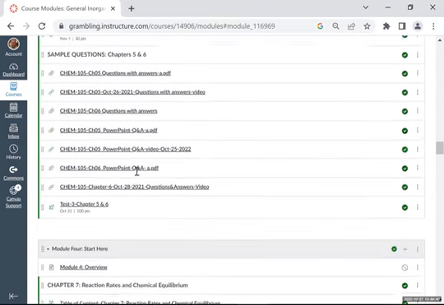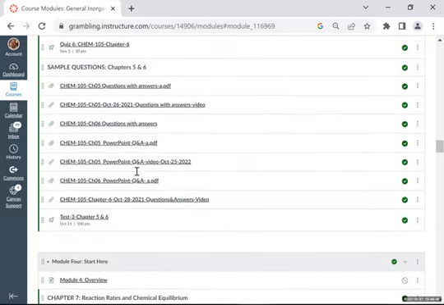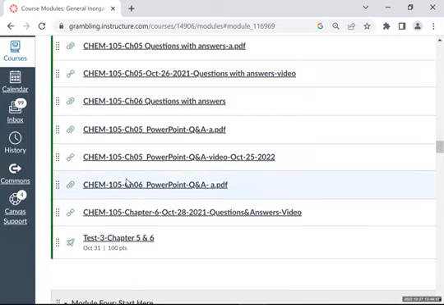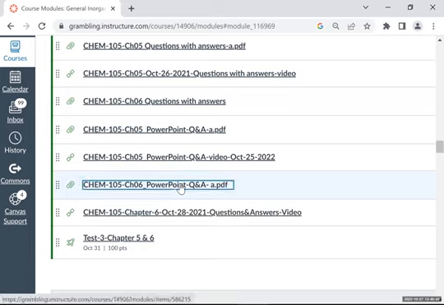So I am going back to the questions under module 3. If you look here, this highlighted chapter 6 is there. Do you see where it's highlighted? My cursor is moving. Do you see chapter 6 PowerPoint questions and answers? Now this is chapter 6. I'm clicking on it.